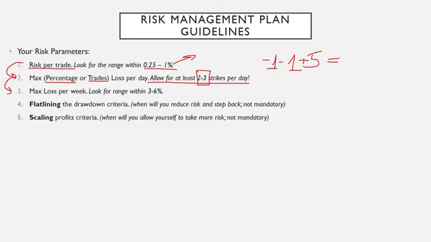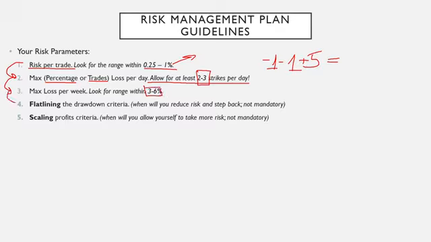Then the third thing is, what is your max loss per week? So when are you gonna stop trading this week? Okay, so then look for a range within 3 to 6%, because again, you don't want to dig a very deep hole for a week. Okay, so when are you gonna stop trading for this week, right? When you lose, how much?